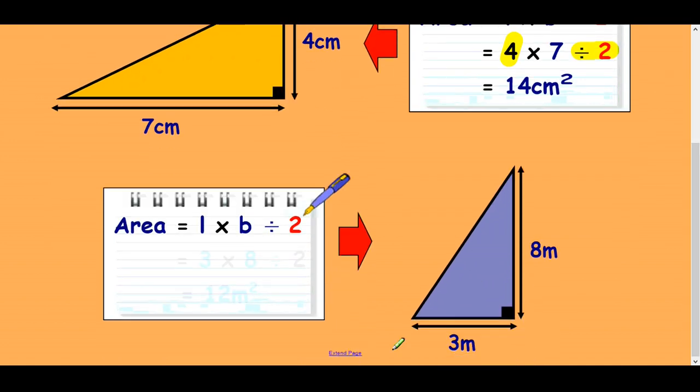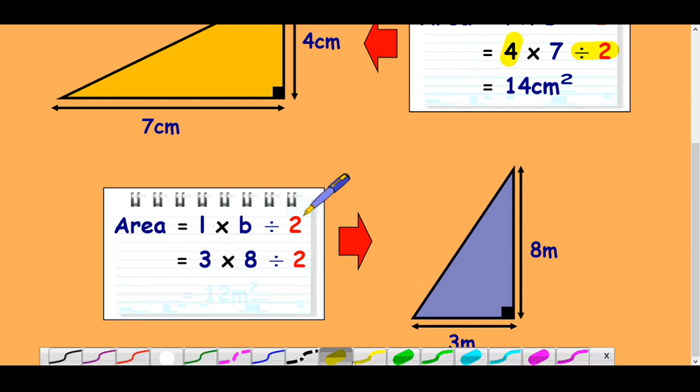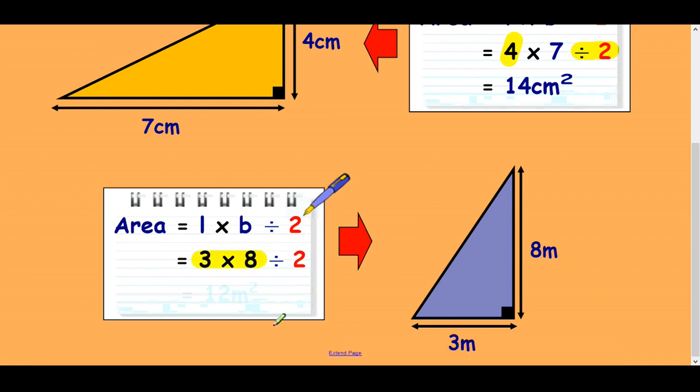Okay, and the last one in this slide here, we've got a wee triangle at the bottom. So again, write your formula out. Area equals L times B divided by 2. So the length and the breadth are 3 and 8. So it'd be 3 times 8 divided by 2. Again, first way you could think about it is do 3 times 8, which is 24. Make sure you half your answer, and that would give you 12 metres squared. Notice the metres squared because we're in metres here. Or what you could also do is 8 divided by 2, get your answer of 4, and times it by 3. That would also give you 12.